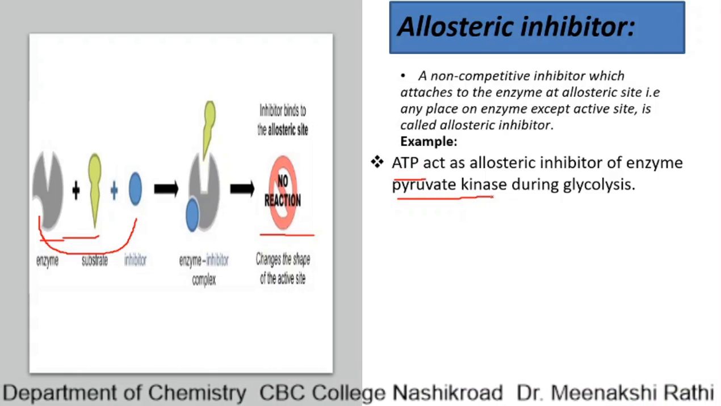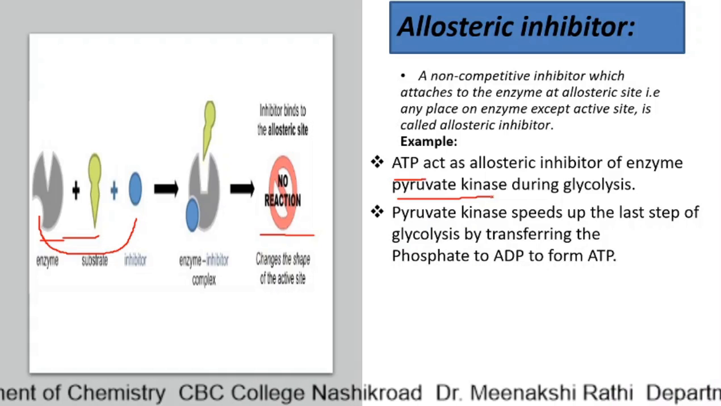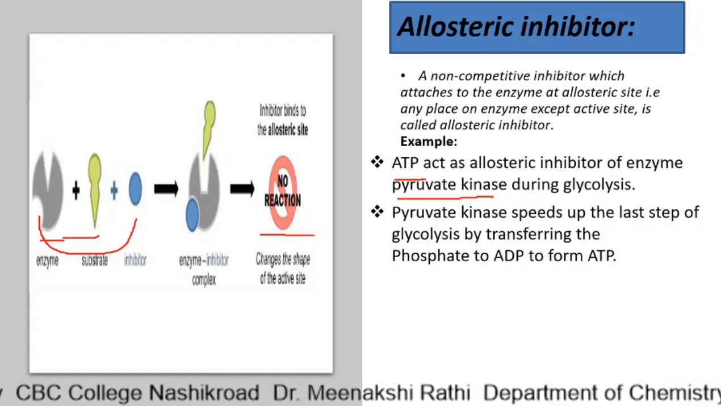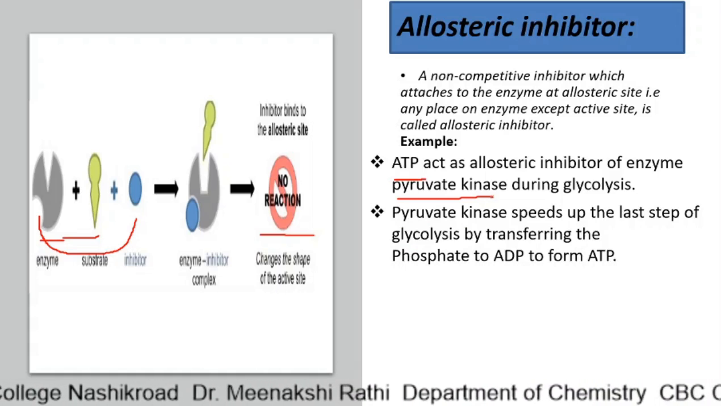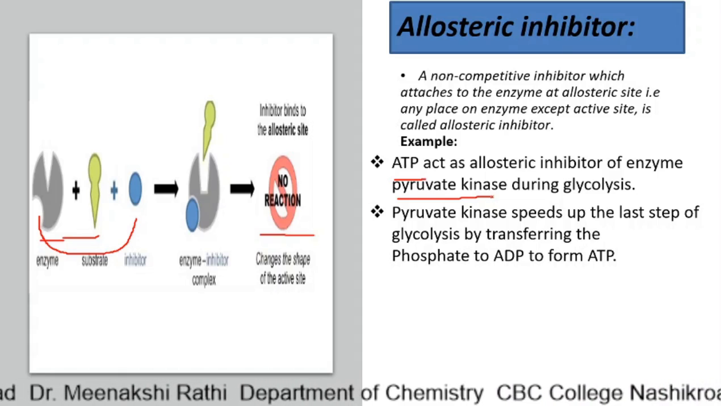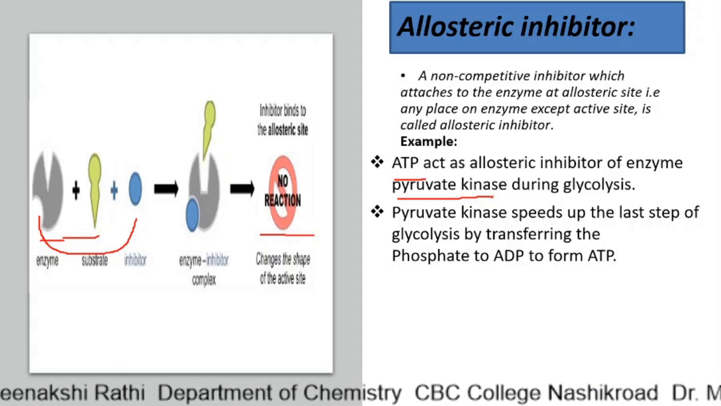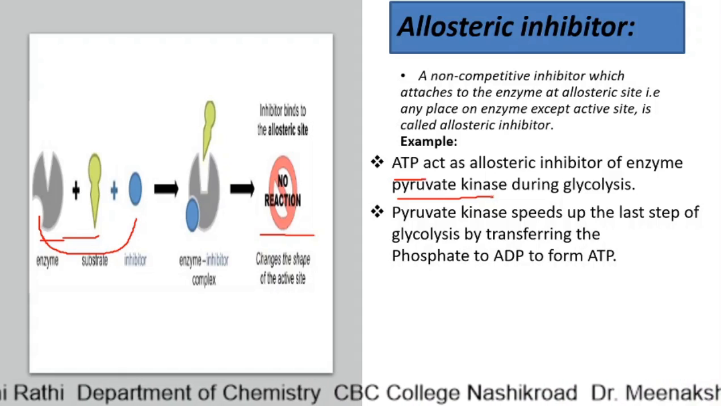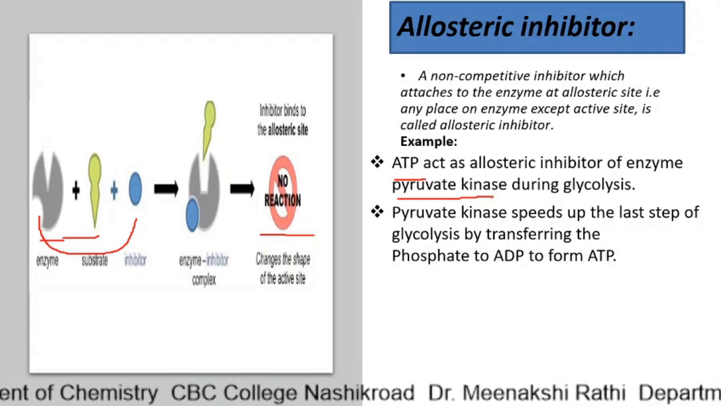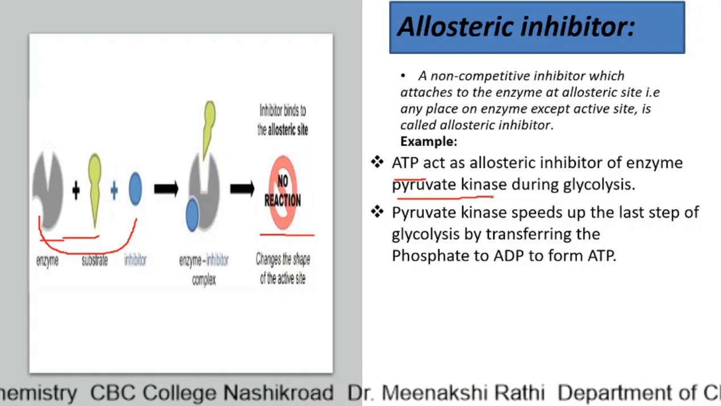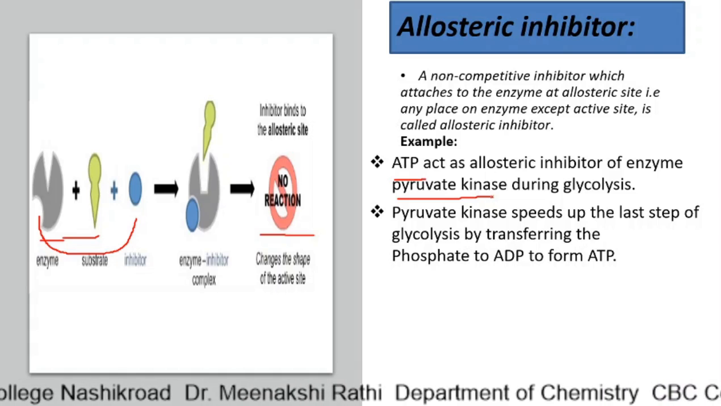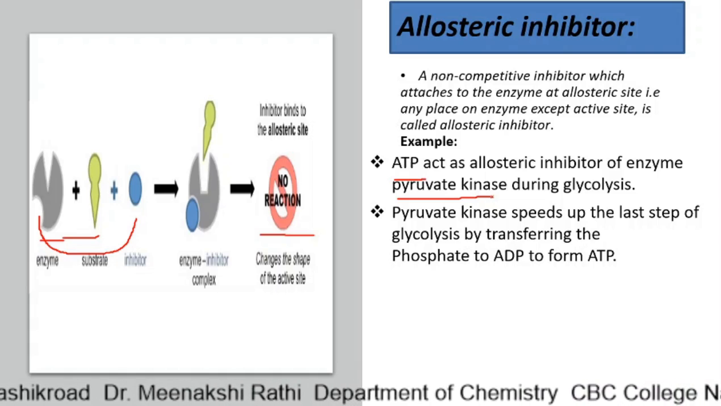Now, what is the function of pyruvate kinase in glycolysis? Pyruvate kinase speeds up the last step of glycolysis by transferring the phosphate to ADP to form ATP. In simple words, pyruvate kinase is involved in the last step of the glycolysis process, the metabolism of carbohydrate. Here it converts ADP into ATP, diphosphate into triphosphate.